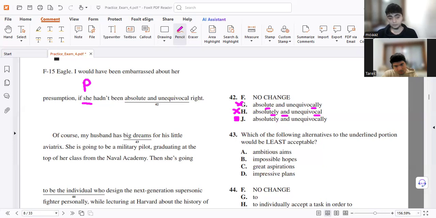So check. What does this word describe? Describe "she" or what? Makes sense. Now we need to describe. What does the word describe? So do we mean that she was not absolute, or it describes the adjective? It describes the adjective.